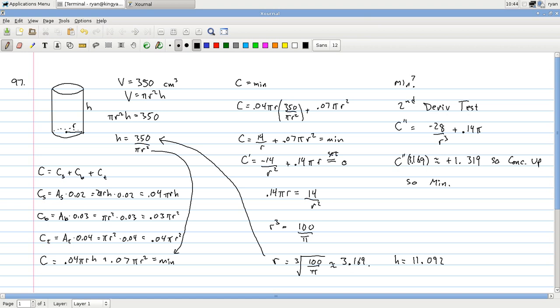So the dimensions that minimize the cost of the can are a radius of 3.169 centimeters and a height of 11.092 centimeters.